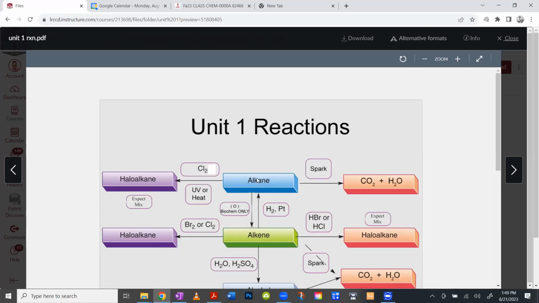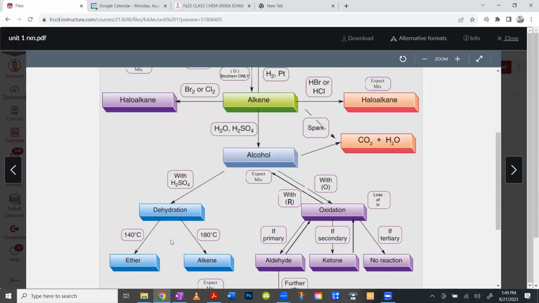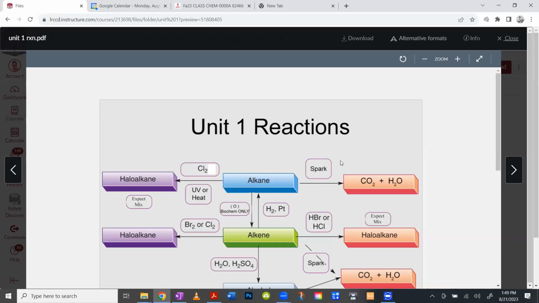Our first reactions are going to be with alkanes, that's chapter 12. And alkanes can, via spark, go to combustion, via an addition reaction with Cl2 form a haloalkane. And that would be chapter 12. This is chapter 13 down here. And basically, this is what test 1 will cover, these guys. But if you print it off, it's really nice when you can follow along.